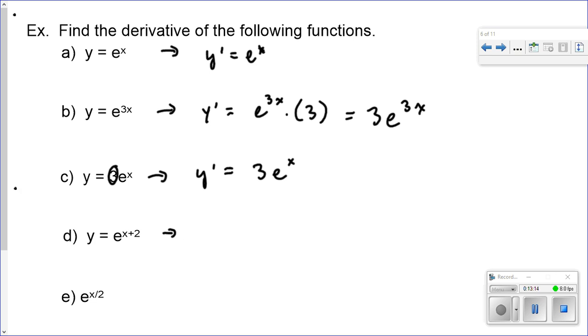Okay, how about this one? y equals e, and then the power is x plus 2. Now this is just a shift. This is just when I add 2 to my independent variable x. That's a horizontal shift, left or right, and when it's a plus 2, it's a shift to the left. And it really doesn't change my derivative here. So my derivative of e to some function is just e to that function, multiplied by the derivative of that function x plus 2. Now what's the derivative of that x plus 2 function? Well, that's just 1. So my derivative remains the same here.